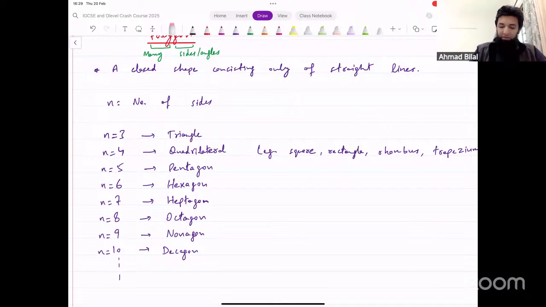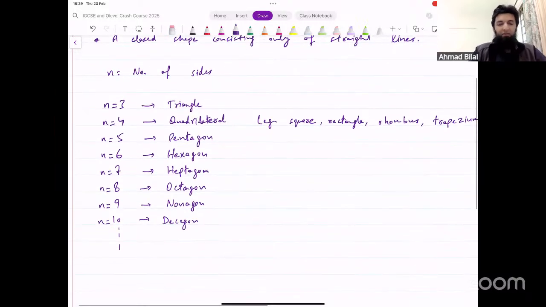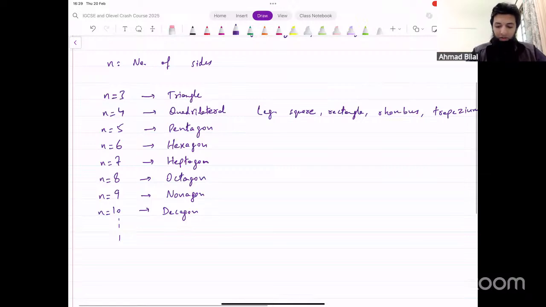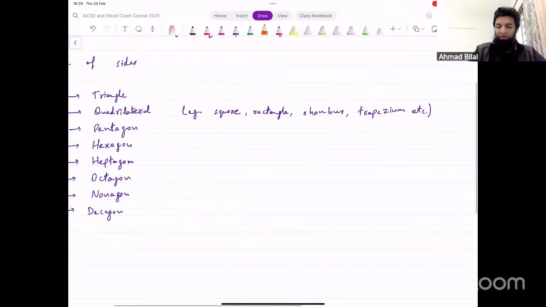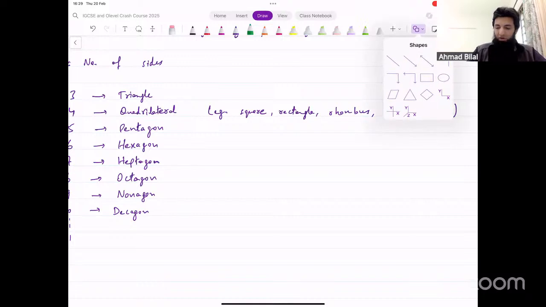Now, n is going to refer to the number of sides here. Now, a triangle, we're already familiar with. A quadrilateral could be any four-sided figure. Let me show you a quadrilateral.